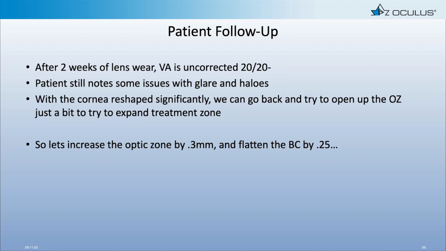So at this point, with the cornea already significantly reshaped, I felt we can go back and try to open up the optic zone a little bit to try to expand her treatment zone without running the risk of getting bubbles and things like that. So I decided to just go back in an optic zone, increase it by 0.3 millimeters and flatten the base curve by an extra quarter.